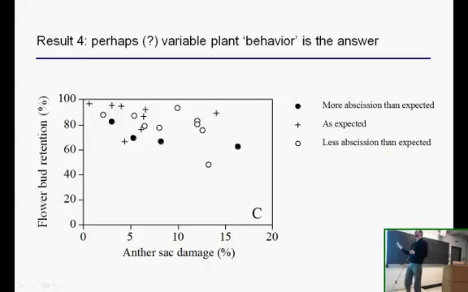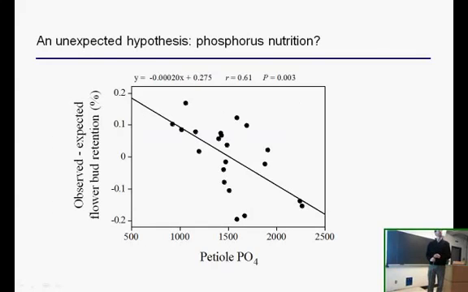Why? So this then motivated us to look carefully at all of the variables that we measured that described the plant condition. And when we did that, one variable jumped out, which was phosphorus nutrition. So here's petiole phosphate level versus the deviation between observed incision of flower buds and the expected level of flower bud incision based on the density of Lygus. And what you see is this relatively strong negative relationship. Now this was completely unexpected. This was one of probably 15 variables that we measured that described plant condition.